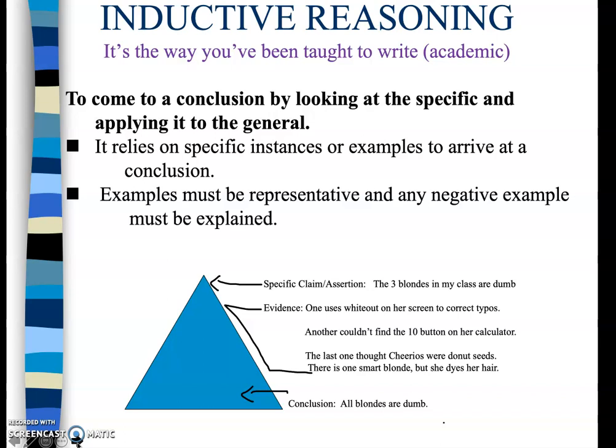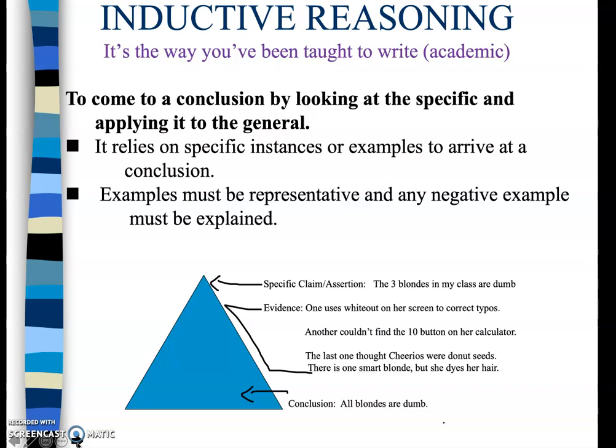So let's take a look again at the visual because that will really help you. When you're reasoning inductively, you start with a specific claim or an assertion. Okay, and again, we know that assertions are often called thesis statements. So when you are writing inductively, you start with a thesis statement, an assertion. In this particular case, my specific claim that I'm going to try to prove is that the three blondes in my class are dumb.